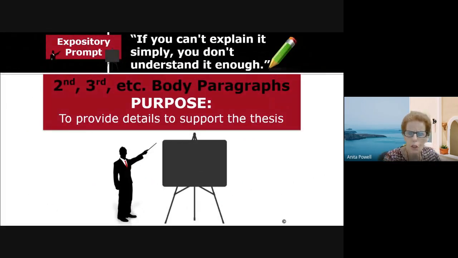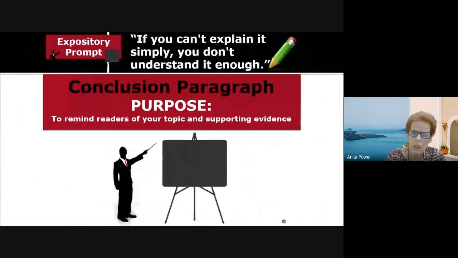The second and third body paragraphs provide details to support that thesis. Every one of them begins with a transition. Every one of them begins with a topic sentence, which is an argument within the essay. And then, of course, we end with our conclusion. This is to remind the readers of the topic and the supporting evidence. So basically, it's a summary of what we've already said in our thesis.